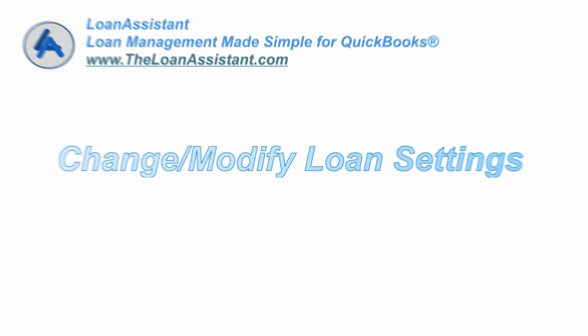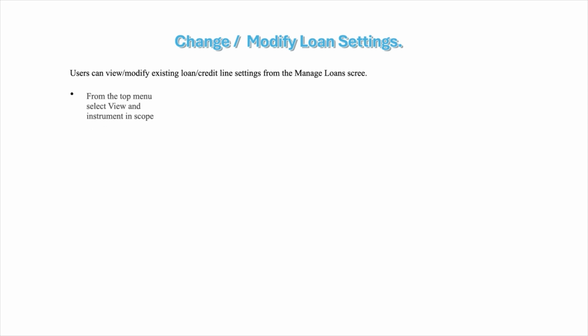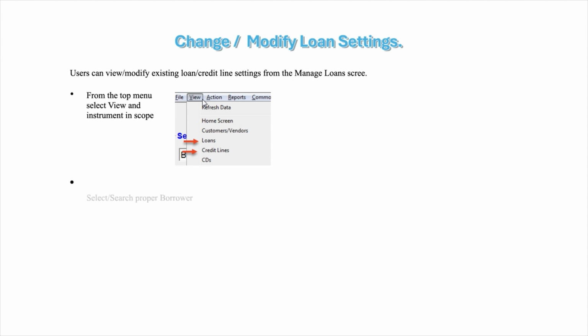Change, modify loan settings. Users can view and modify existing loan credit line settings from the Manage Loans screen. From the top menu, select View and Instrument in Scope.